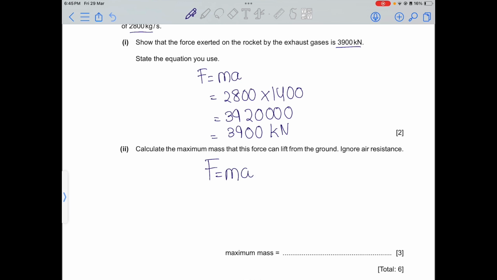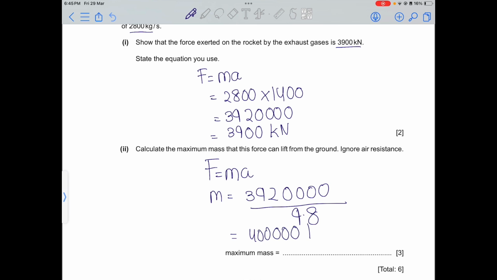So if I want m, then it would be F, 3920000, divided by the acceleration of 9.8. I hope you get why I use 9.8. Dividing by 9.8 gives me 400,000 kg. That can be written as 4.0 × 10^5 kilograms. Do not express it in tons, as it's not an appropriate standard unit. So yeah, do not express in tons.